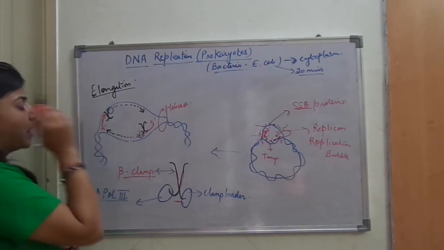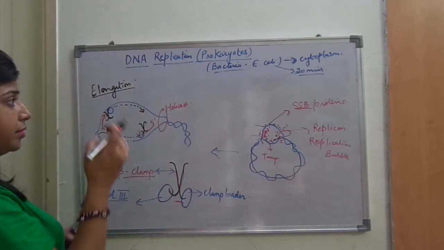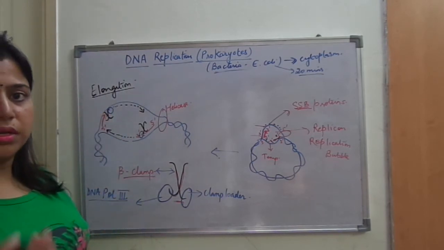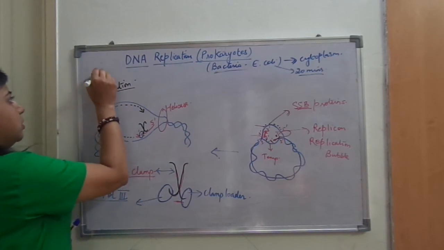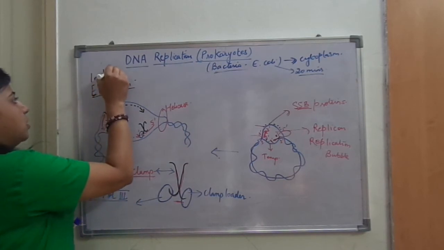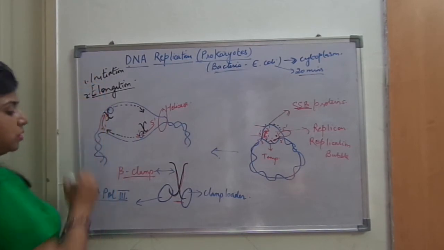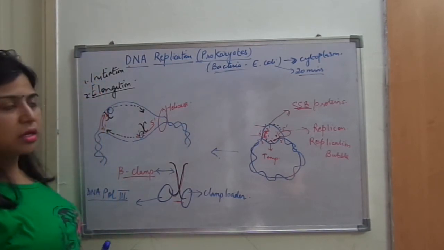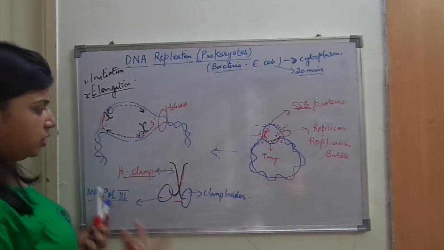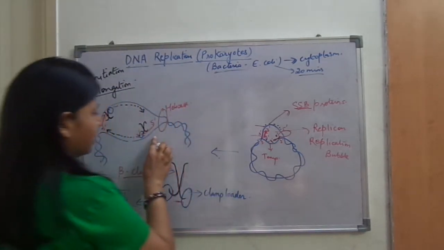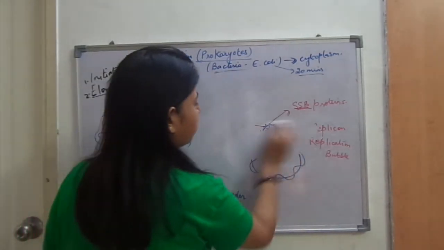And what I discussed initially, that the ORI-C and 13 mers and 9 mers presentation, that was the initiation of DNA replication. DNA replication is divided into 3 parts. One is initiation, second is elongation, and one more part is there, that is termination, which we will discuss later. So I hope it's clear from here.